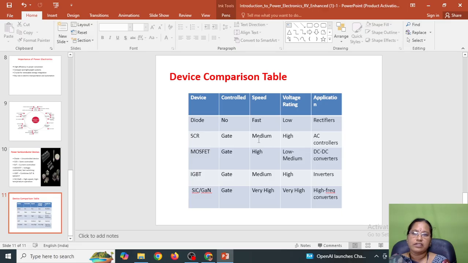In SCR, the speed is medium only. Voltage rating is high. It is also used in rectifier circuits, as controlled rectifiers. In MOSFET, speed is very high. Voltage rating is low and medium. It is mainly used in DC to DC converters. Then the next device is IGBT. It has medium speed and high voltage rating. The application is mainly inverters. Then SiC and GaN have very high speed and very high voltage rating. The application is high frequency converters.